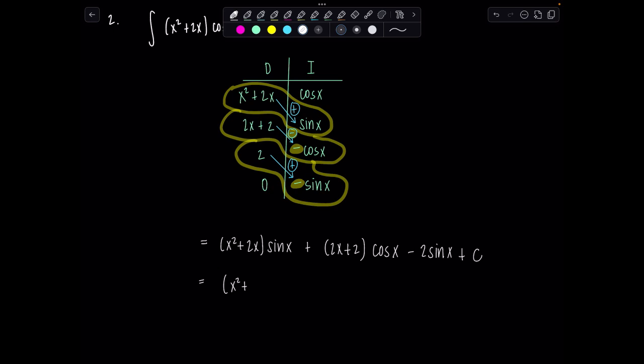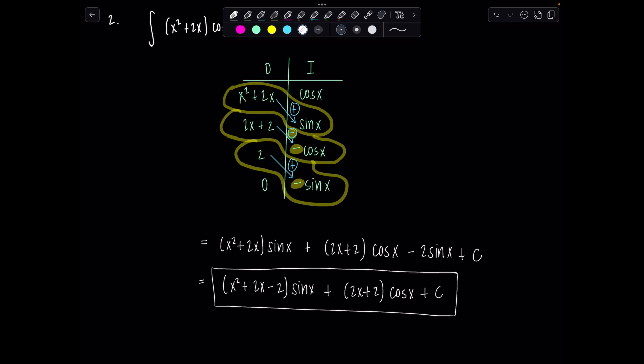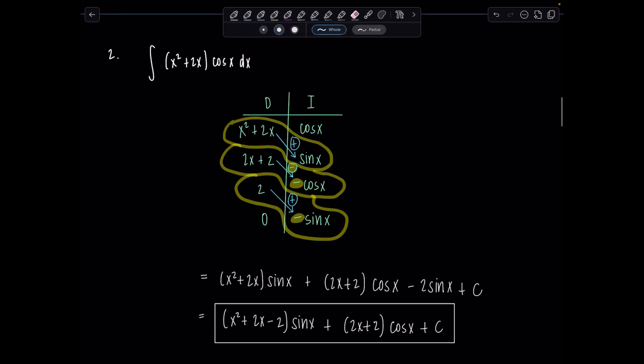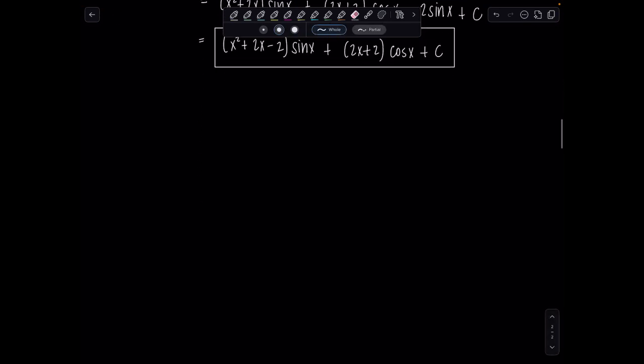So x squared plus 2x minus 2 sine x plus, and then we can leave this all together, 2x plus 2 cosine x plus c. I think that looks so much better. What do you think? Let me know. I was feeling bad for the little negative 2 sine x over there. Okay, good. No, you don't always have to do it with the trig function.